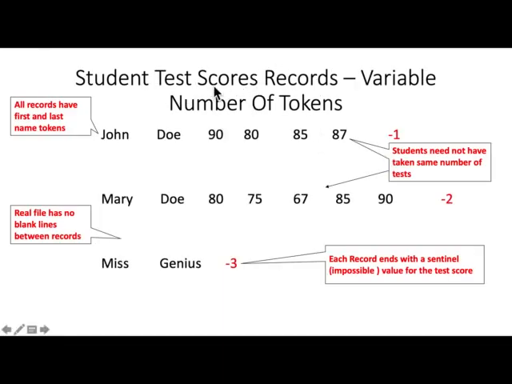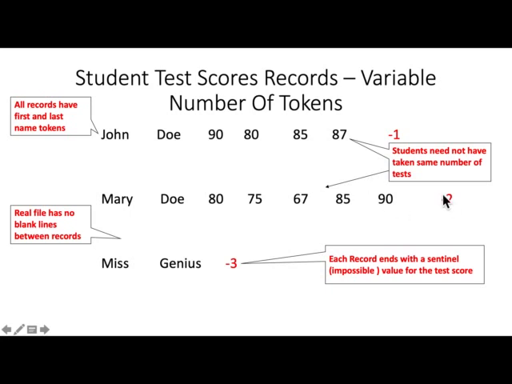Okay, student test score records. Here there are a variable number of tokens. It's not like lab 4 where the number of tokens was fixed. So we have these records: John Doe 90, 80, 85, 87, and a -1. Let's explain. Mary Doe, Miss Genius. All records have first and last name tokens. Here, here, here, here. And then John Doe took 4 tests, 1, 2, 3, 4. But Mary Doe took 5 tests, 1, 2, 3, 4, 5. So students need not have taken the same number of tests. That's the other variability in the number of tokens.